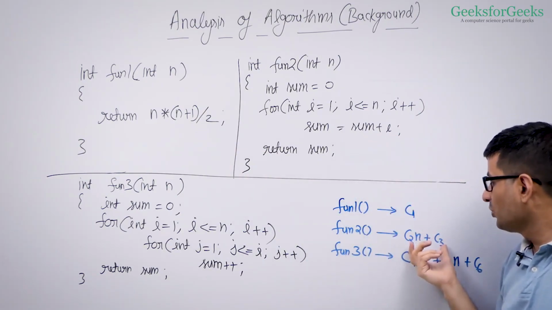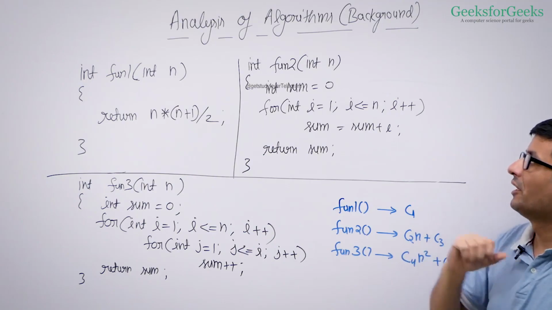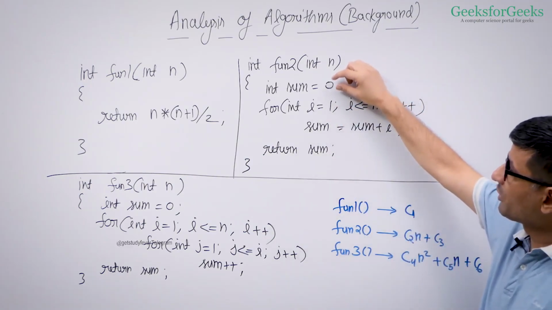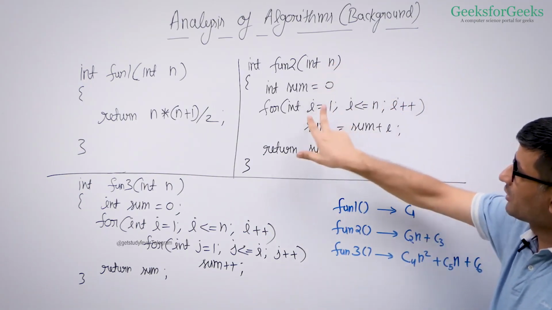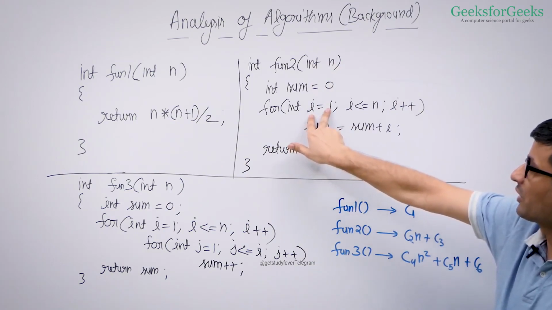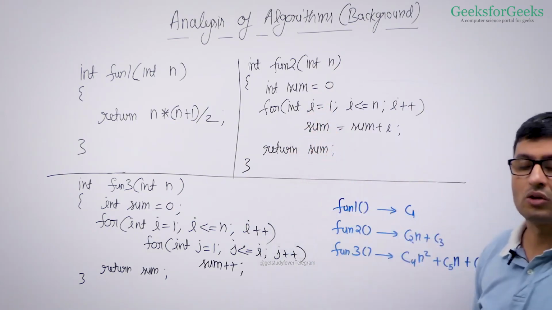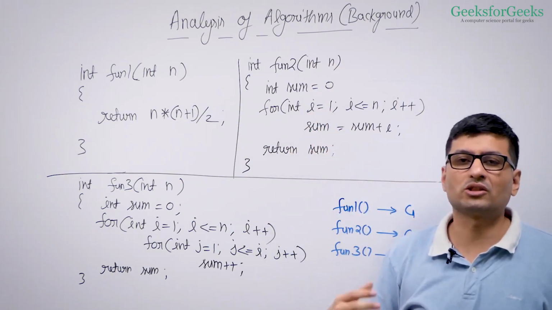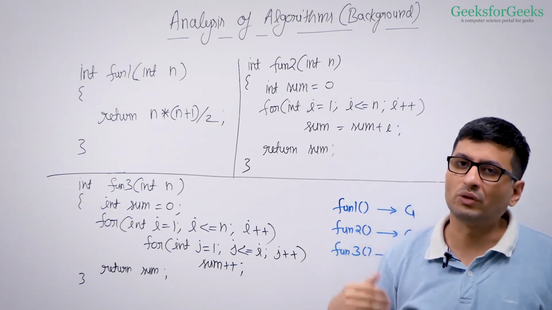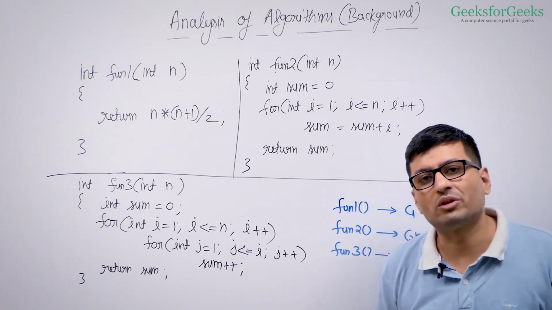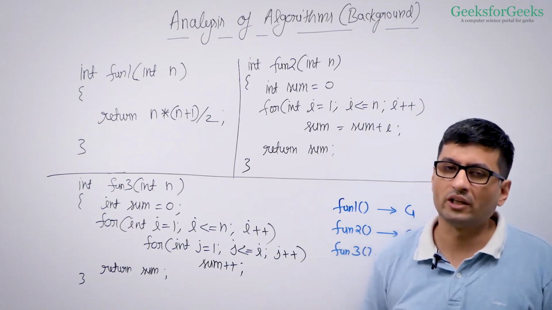Why do we get C2n plus C3? In fun2, we do some constant work, right? This is constant work. This initialization of i is constant work. Constant means this work is always going to happen exactly once, whether you pass n equal to 10,000 or 1,000 or 10 lakh, right?